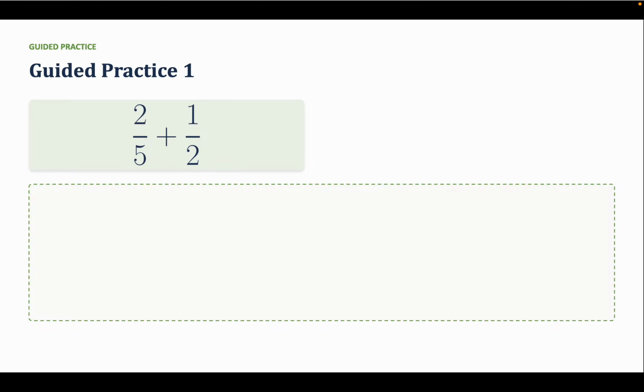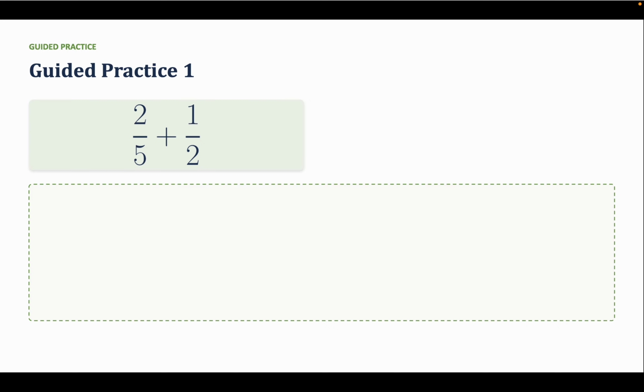Okay, so I want you to try these as before we go on together. Remember to always ask yourself, are the denominators the same? Change them to have the lowest common denominator. And then add the numerators.